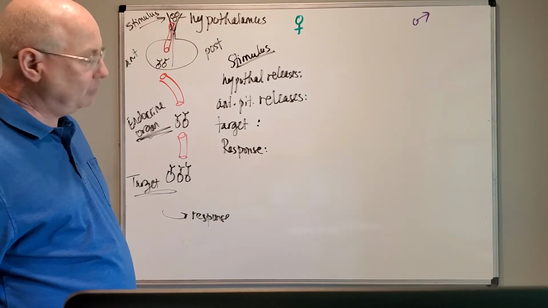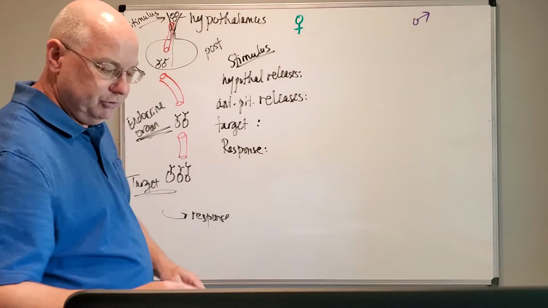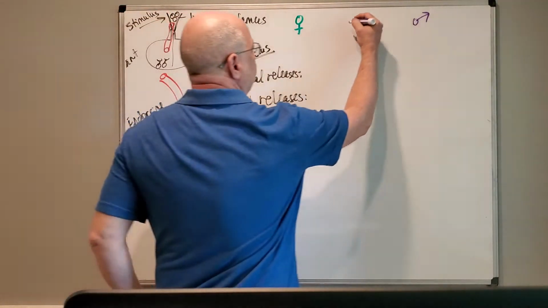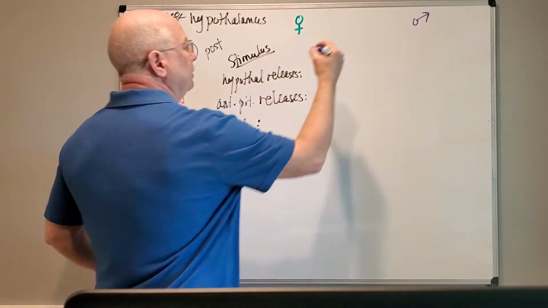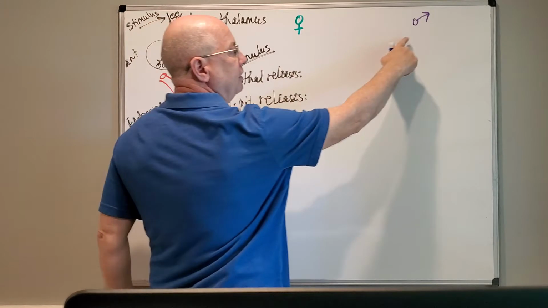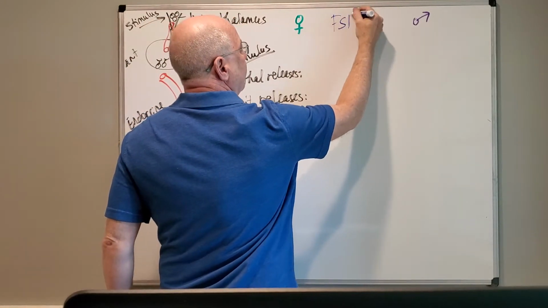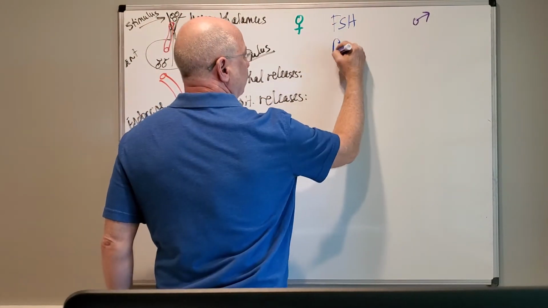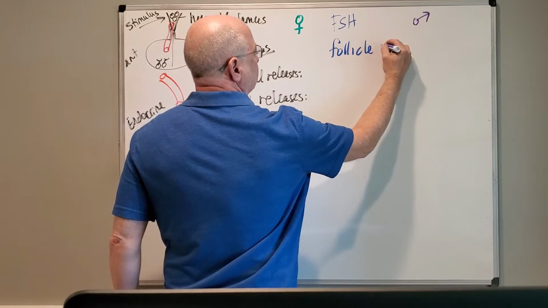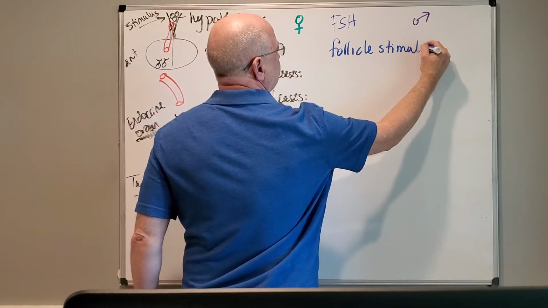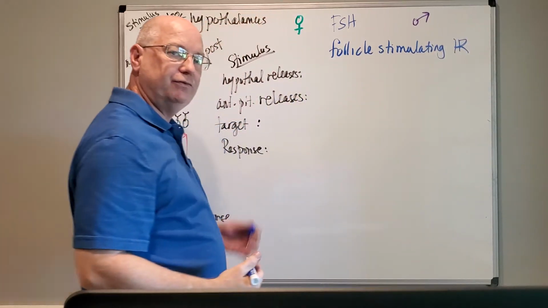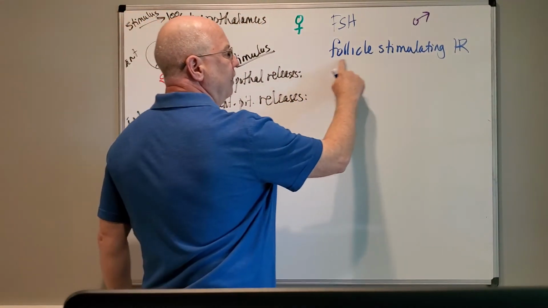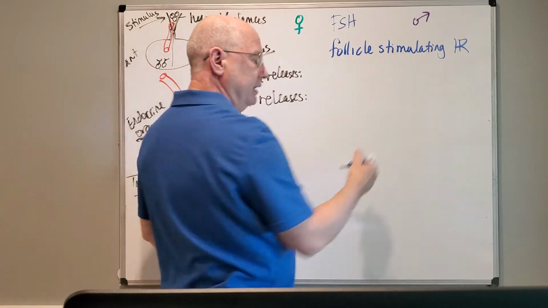So let's start with the first one. The first hormone we're going to do in this pathway is going to be FSH. Okay, let me use blue since I'm using purple for the males. This is the international symbol for female, international symbol for male. FSH stands for follicle stimulating hormone. Of course, that's my abbreviation for hormone. I hope you know it by now. FSH, follicle stimulating hormone.